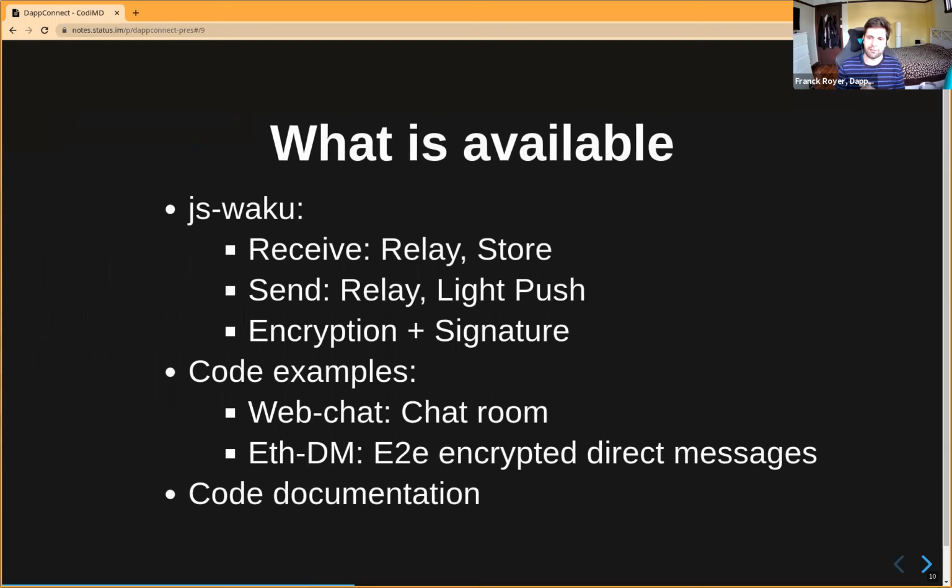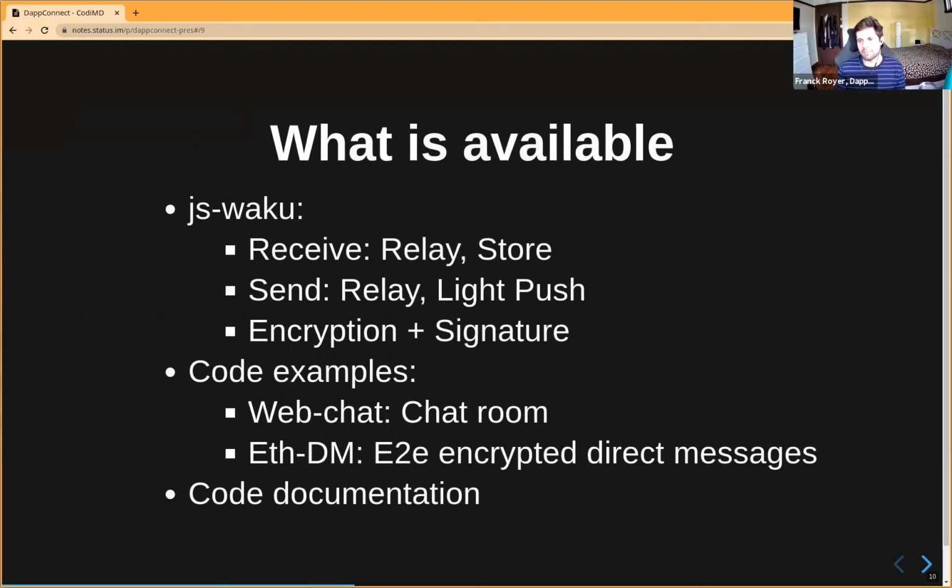So today, what do we have available in DappConnect? The JS Waku library allows you to receive messages. I mentioned two protocols to receive messages. We have Relay, which is a peer-to-peer gossip protocol. You are connected to several peers, your neighbors, and if they receive messages, they forward them to you. That's really for near-instant messages. You receive messages via Relay.